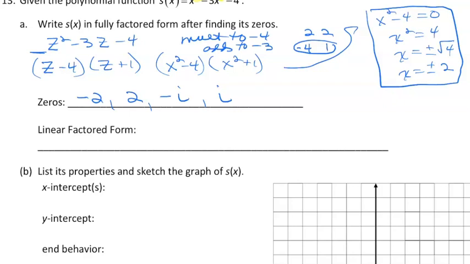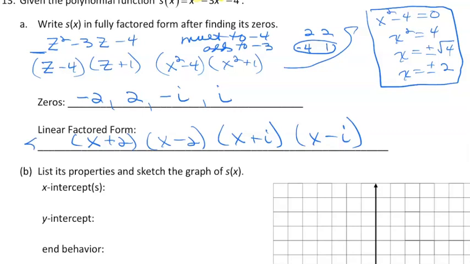So write that in linear factored form. x minus a negative 2 is x plus 2. x minus a 2. x minus a negative i is x plus i. And x minus an i completes our picture. Okay, that's your linear form. This is your S of x, so I write that in as well. I have 4 roots. I needed 4 roots. I have 4 factors. I needed 4 factors. They're all linear. I am set to go.